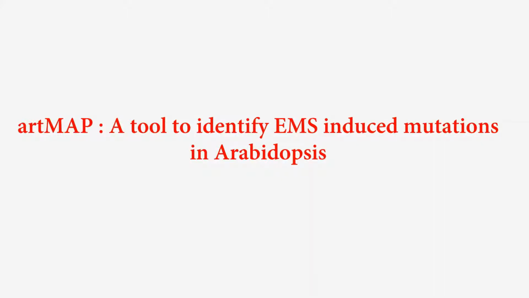Hello everybody. In this tutorial, we will learn how to install artMAP. artMAP is a tool to identify EMS-induced mutation in Arabidopsis. artMAP requires Docker. Therefore, before installing artMAP, we will see how to install Docker.